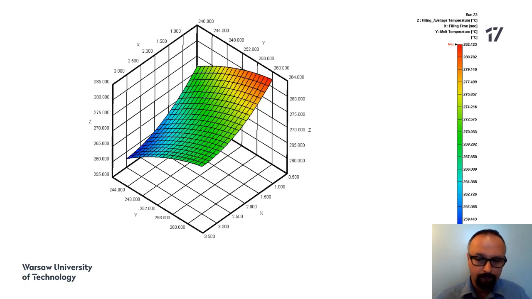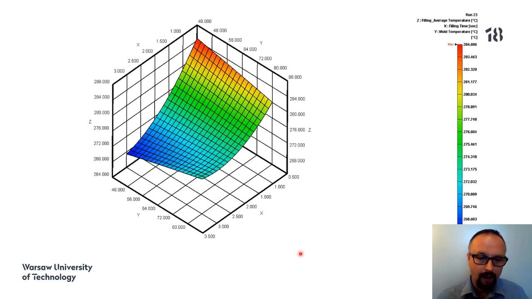In terms of the temperature of our part, it is quite obvious. We need to have the lowest possible injection speed, and of course the lowest possible melt temperature. I think it doesn't require any explanation. It's quite obvious why it is so. And the same is with the mold temperature. The lower the mold temperature, the lower goes the average temperature of our part at the end of the filling stage.